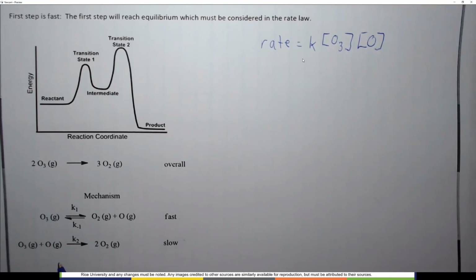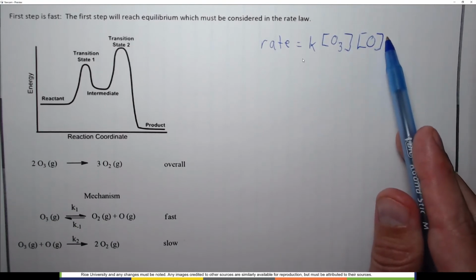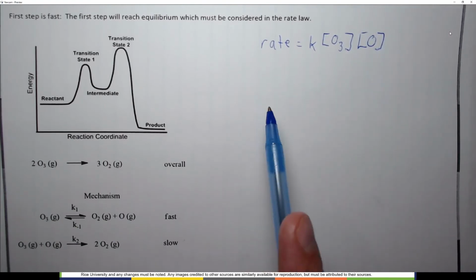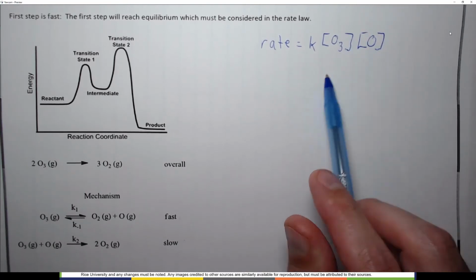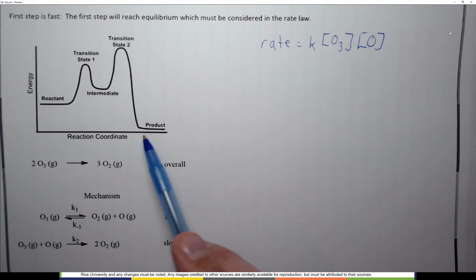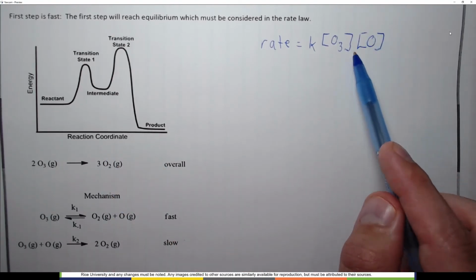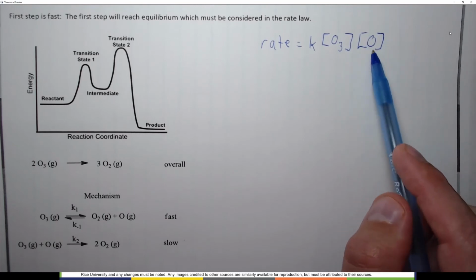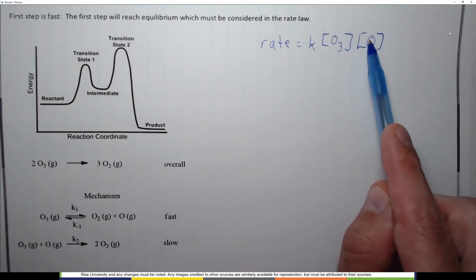And this is exactly what I did in the previous question, right? I wrote the molecules interacting in the slow step of the reaction in the rate law. There's one O3, so it's to the 1. There's one O, so it's to the 1. And that's how I end up with this rate law. But there's a major problem with this rate law. And the major problem with this rate law is O is not in the overall reaction. So we can't have an intermediate in the rate law because it's not in the overall reaction. So we have to get rid of this.